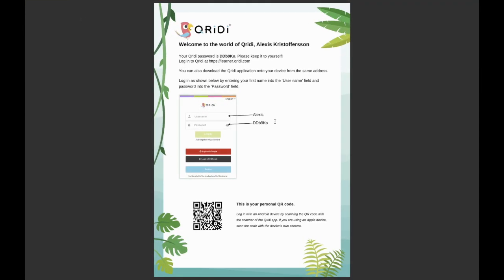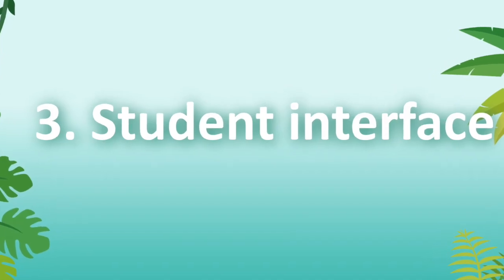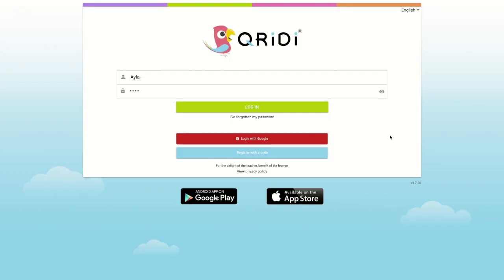Students go to this learner.qridi.com address. They write their first name and then the password given by the teacher. They can also log in by using a QR code with mobile devices. The students can access Qridi at learner.qridi.com.